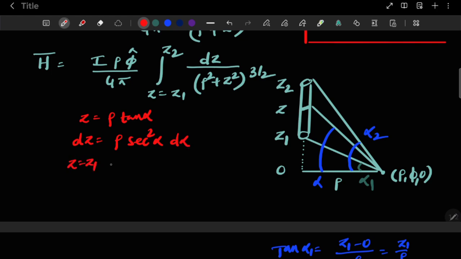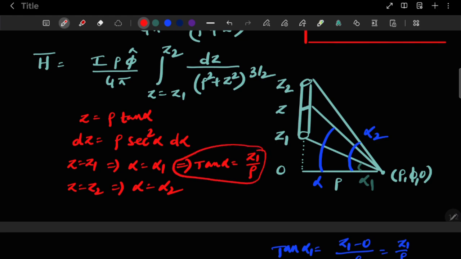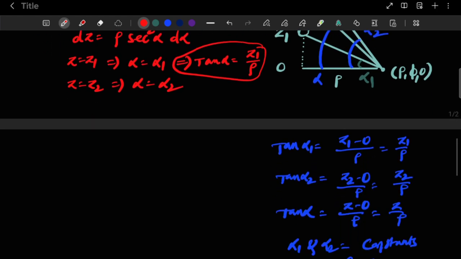When Z is equal to Z1, alpha is equal to alpha 1. When Z is equal to Z2, alpha will become alpha 2. Okay, when Z is equal to this Z1, actually what will happen? Tan alpha is equal to Z1 by rho. It is the formula for alpha 1. Okay, so you can write like that. So by making this variable change, the h bar expression will become like this.